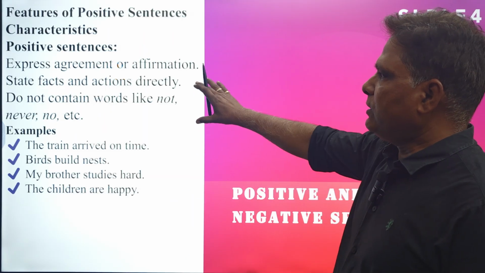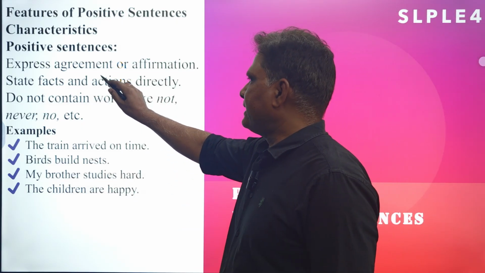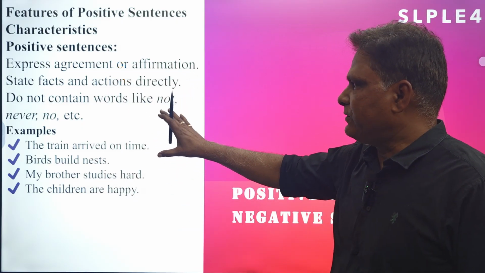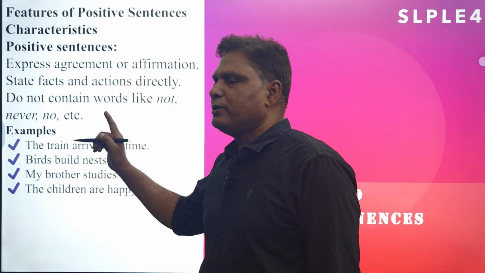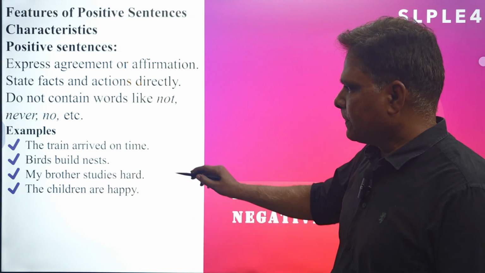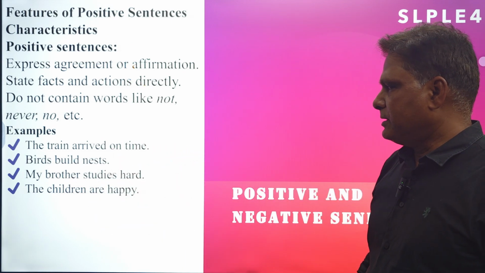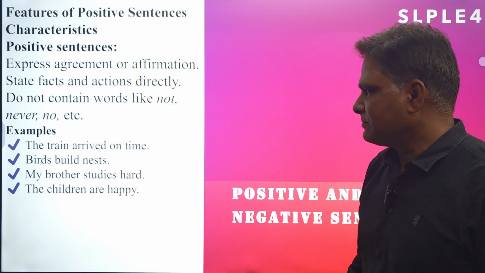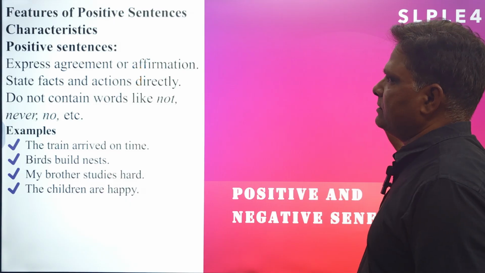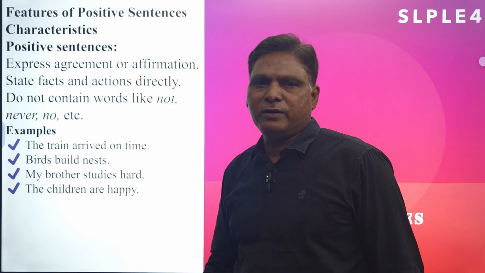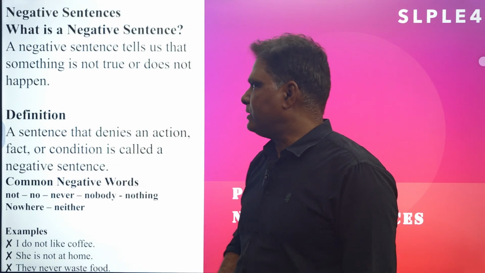And in the future slides, we will understand how sentences can be converted to negative by using all these negative connotations. When you understand the features of positive sentences: they express agreement or affirmation, state facts and actions directly, and do not contain words like not, never, no, etc. Look at the examples. The train arrived on time. Birds build nests. My brother studies hard. The children are happy. These are some examples of positive sentences without using the words no, not, or never.